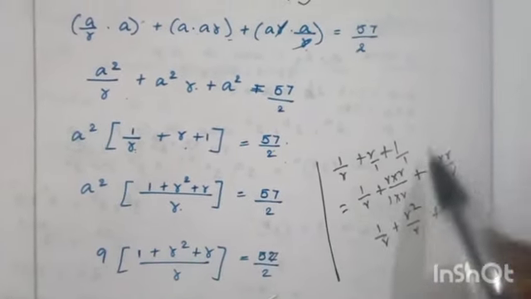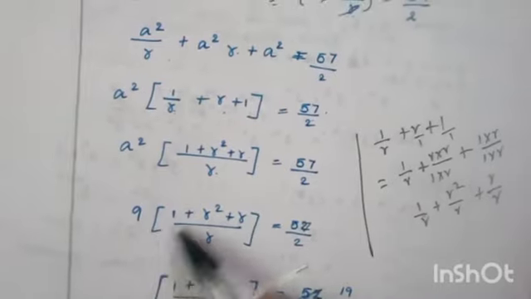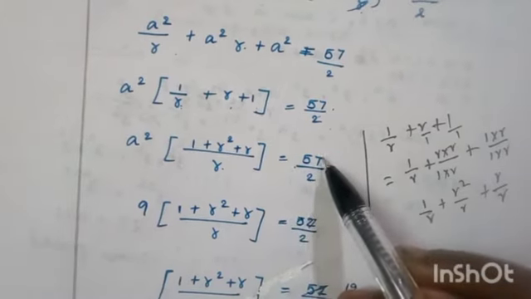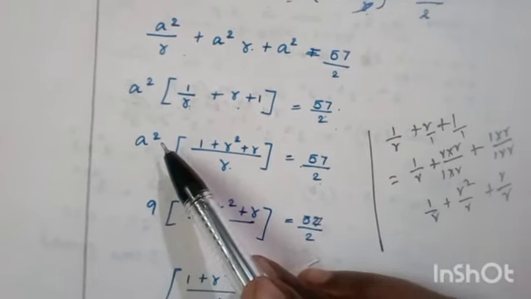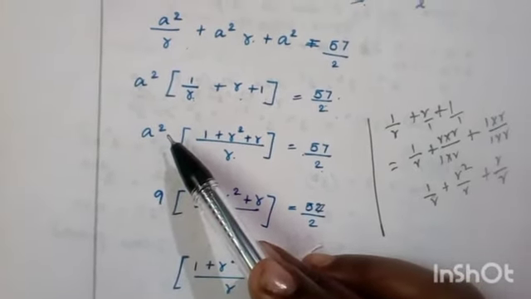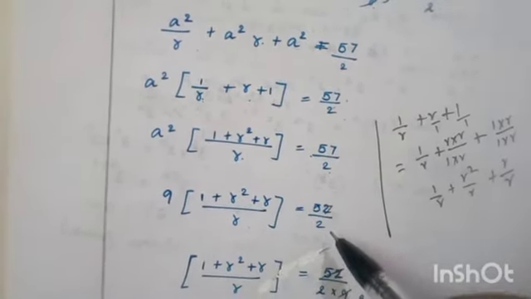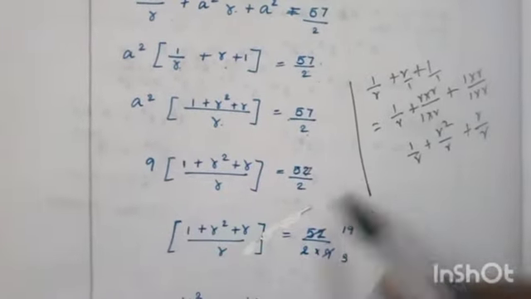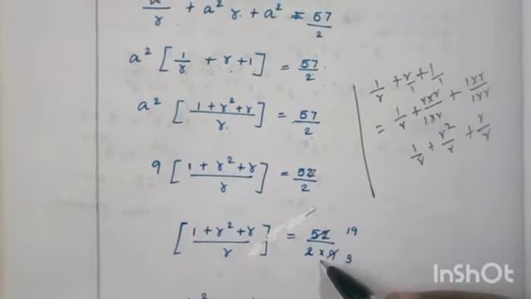No need to write this explanation, just store it in your mind. Directly use this LCM method. So here it is a square into 1 plus r square plus r by r equals 57 by 2. We found that a is equal to 3, so a square is 9. So 9 into 1 plus r square plus r by r equals 57 by 2. Now cancelling is possible. This 9 transposes to the right hand side: 1 plus r square plus r by r equals 57 by 2 into 9.